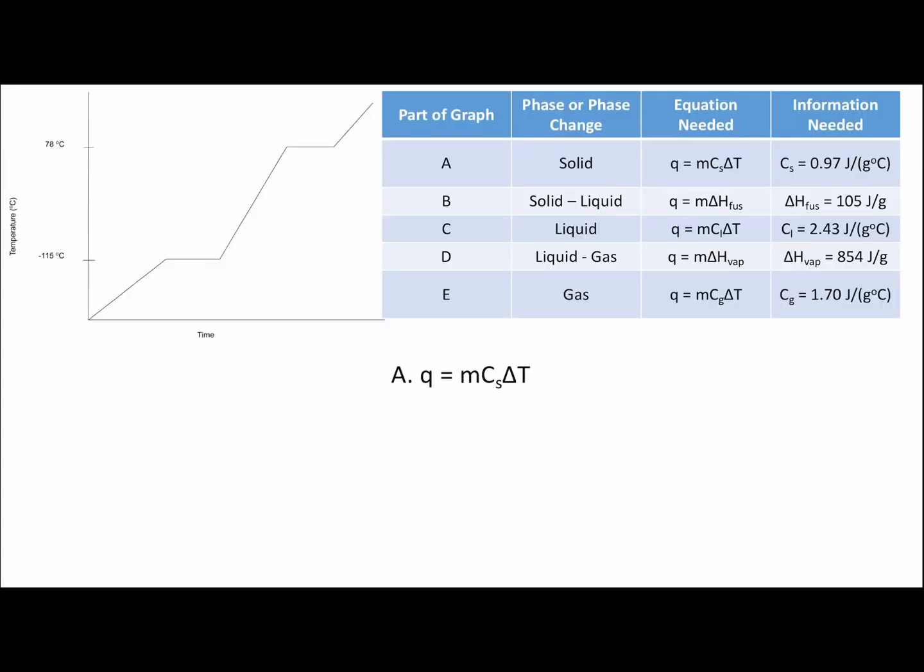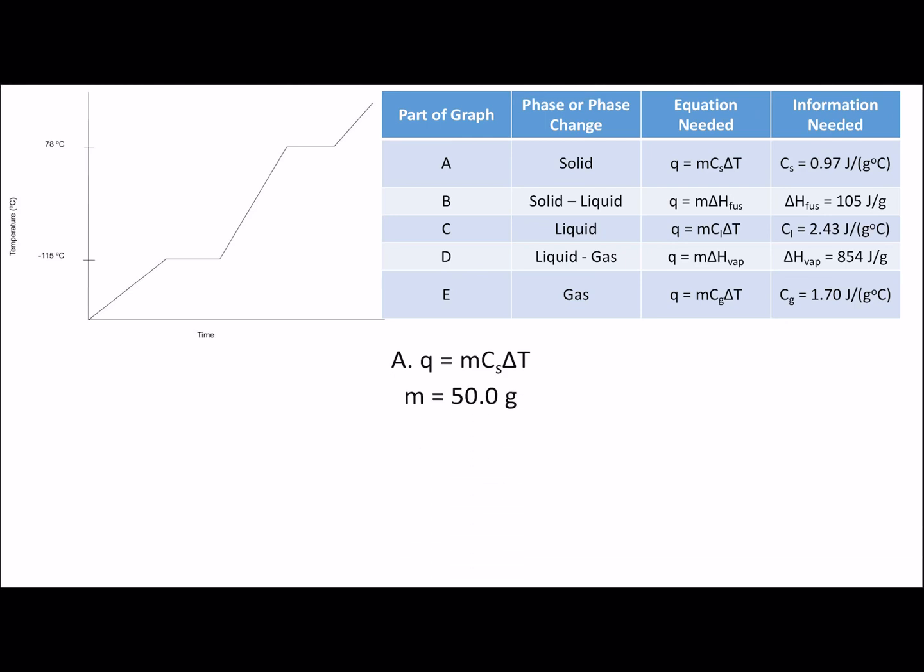So let's jump into section A. If we go back to section A, we have a solid that we were just heating, and we're going to have to use Q equals m c sub S delta T. So we need the specific heat for the solid, which again, we have in the table that I showed you.